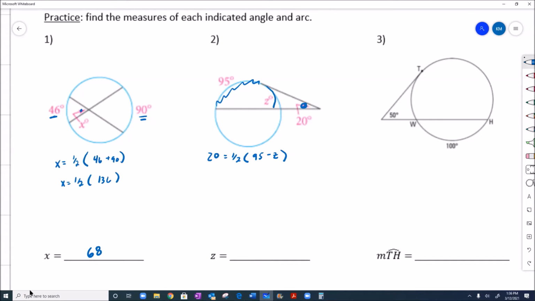Now as we set this up, I can multiply both sides by 2 to get rid of my fraction. And so I get 40 equals 95 minus Z. I'll subtract 95 from both sides, and that gives me negative 55 equals negative Z. Getting Z all the way by itself, Z must equal 55.